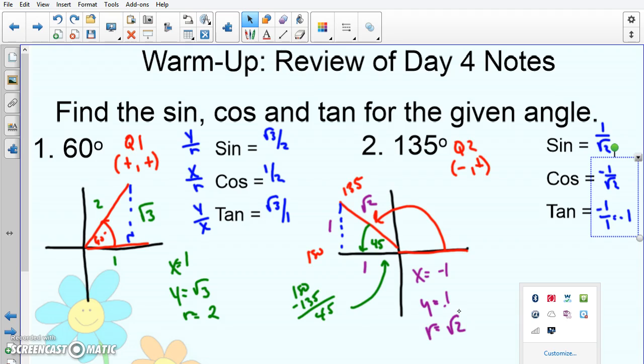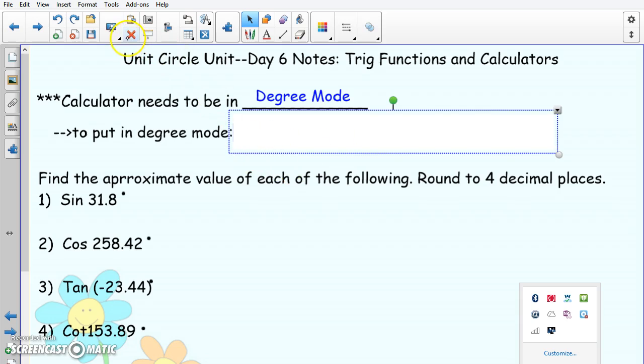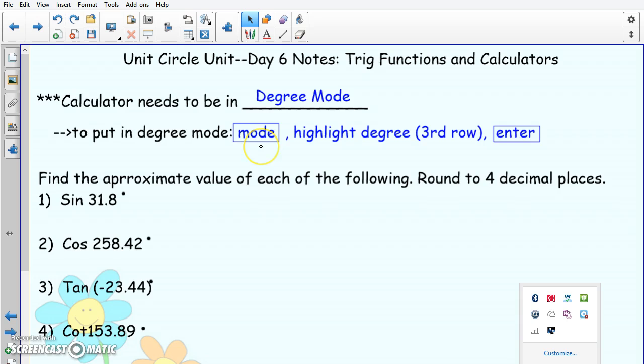Okay, let's take a look at our notes for today. Today we're going to be using our calculators, so I'm going to pull that up real quick, which I should have done already. A couple things we need to do to get our calculator set and ready to go: we need to make sure our calculator's in degree mode. We'll show you how we can check. We want to hit the mode key on our calculator.